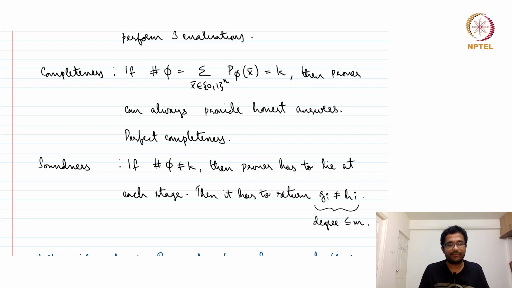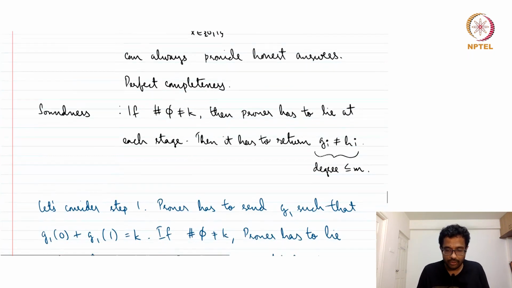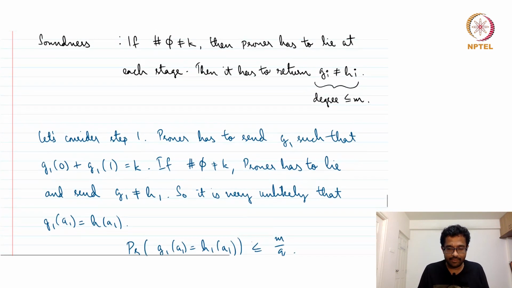did not get lucky, right? So then he has to repeat the lie, and then he has to repeat the lie again, right? So what is the probability? We are interested in, suppose x is not in L, or suppose the number of satisfying assignments is not k. What is the probability that the prover will get lucky? Or what is the probability that the prover will not get lucky?